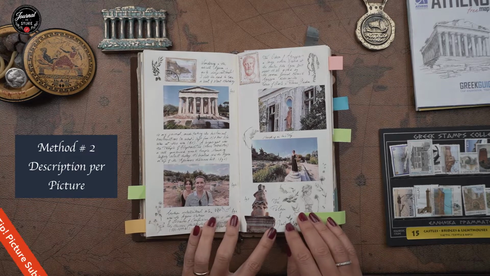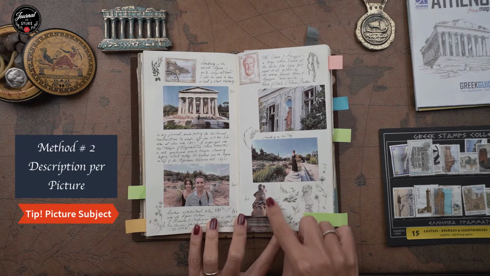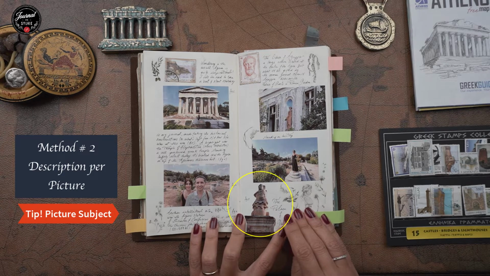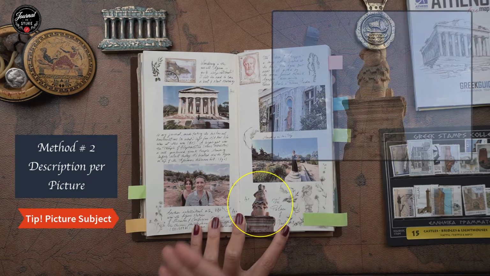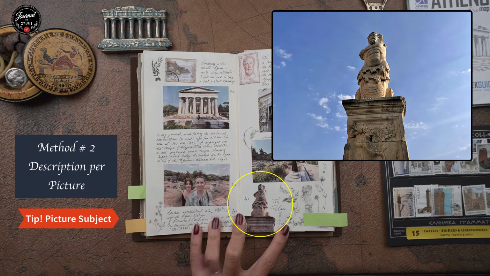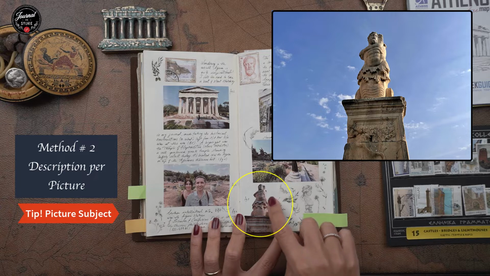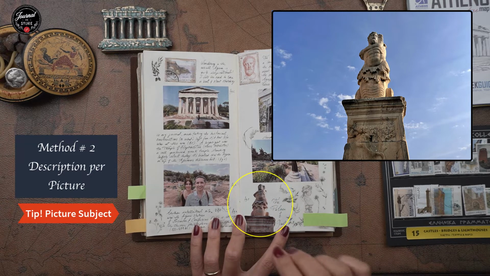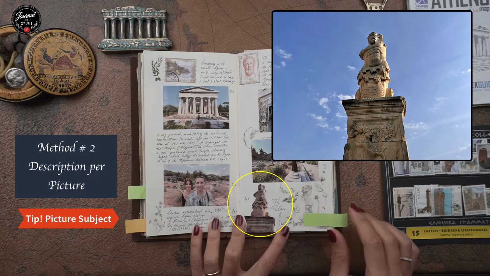A tip or a hack here is cutting from the picture the subject of interest, basically treating it like a sticker. So in that case, I had this picture here. Obviously, I'm interested in the statue, so I didn't need all the blue skies. I just cut the subject I'm interested in, and this way I was able to fit everything together.